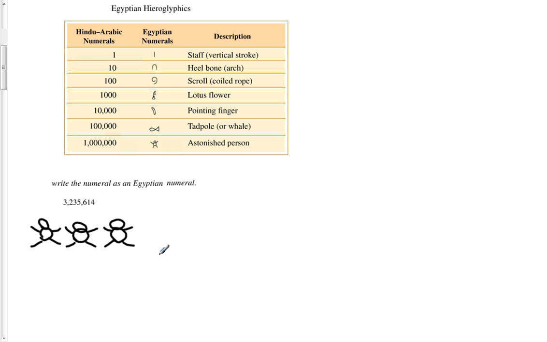Because I have one, two, three millions, I just add those together to get 3 million. Then I have 200,000. Here's the Egyptian numeral for 100,000. So I'm going to make 2 tadpoles. That's 200,000. So here's my tadpole.